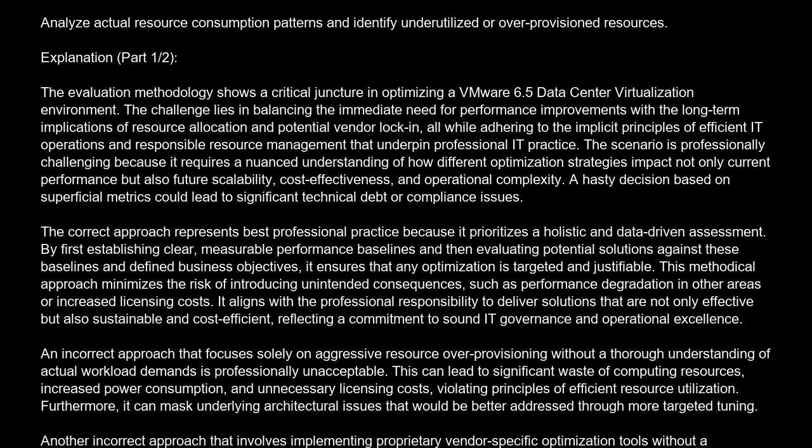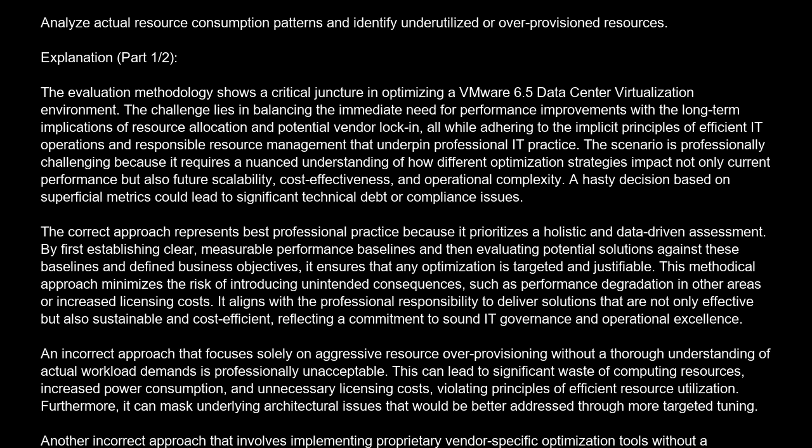The correct answer is A. Analyze actual resource consumption patterns and identify underutilized or over-provisioned resources. Explanation. The evaluation methodology shows a critical juncture in optimizing a VMware 6.5 data center virtualization environment.